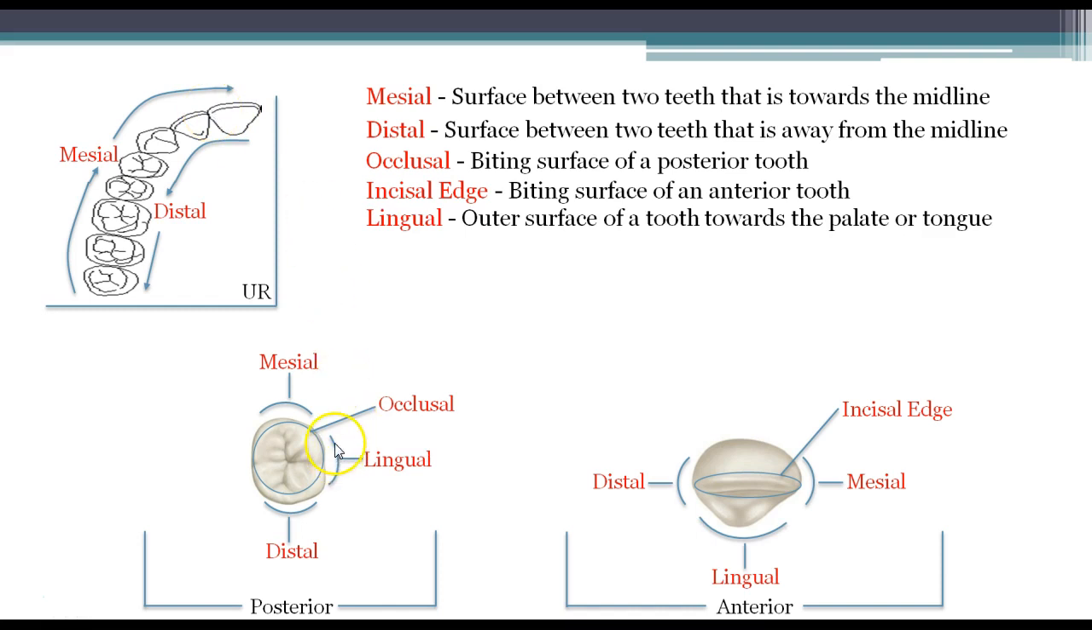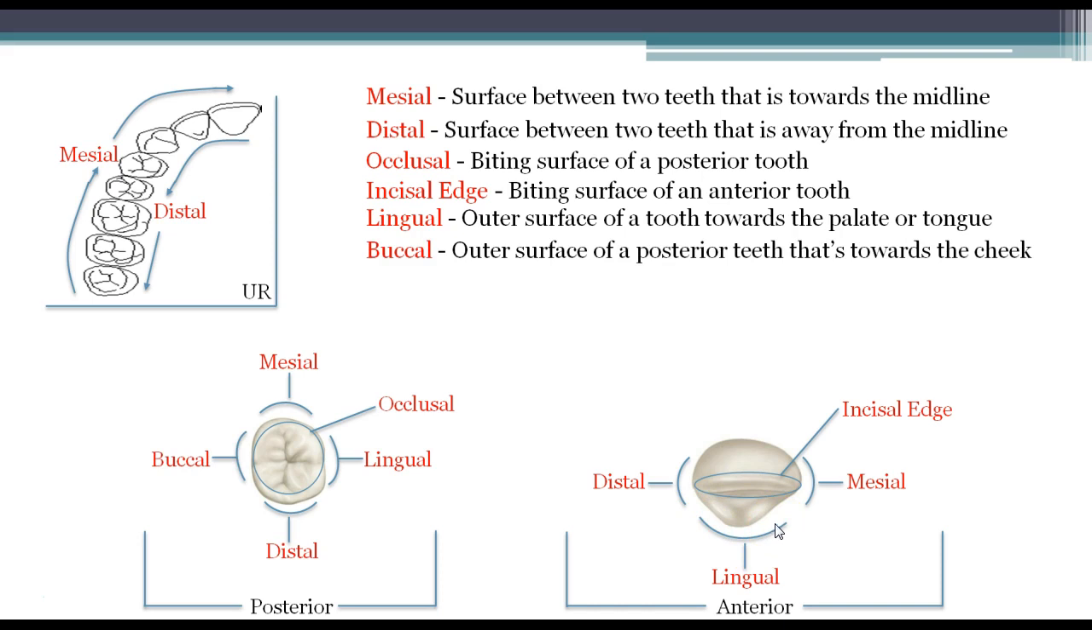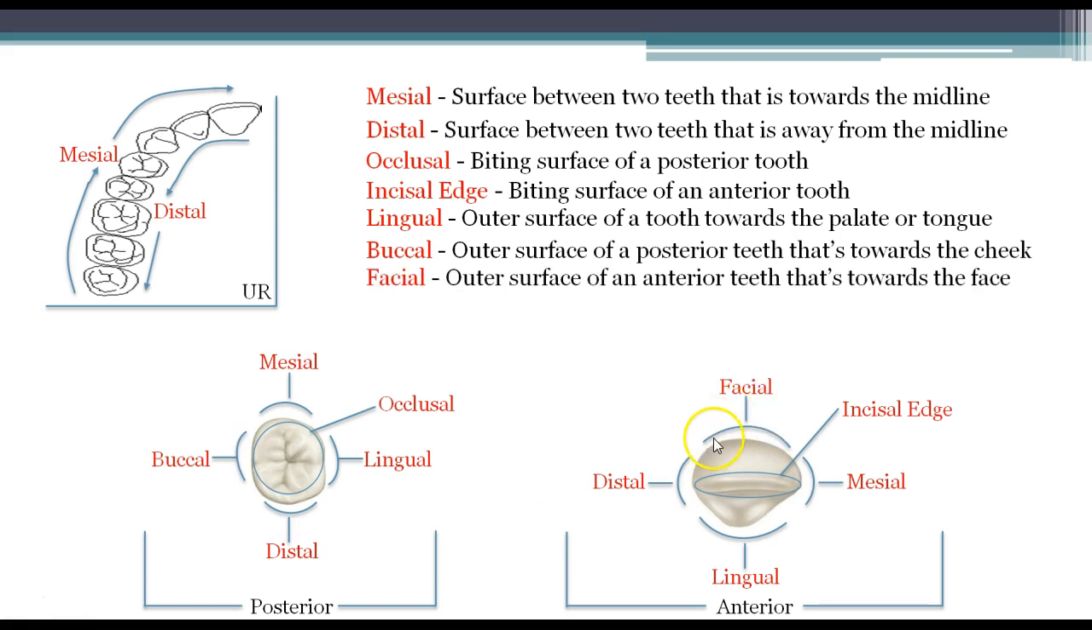Then we have our lingual again. So we have the lingual, which will be over here, and over here for anteriors. And we have our buccal, which is the outer surface of a posterior teeth that's towards the cheek. So your posterior teeth, it will be on this side. Your anterior teeth does not have a buccal. You're going to have your facial, which is for the anterior teeth on this side. So that's all the surfaces of a single tooth.